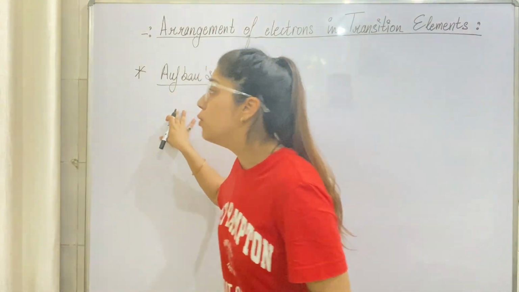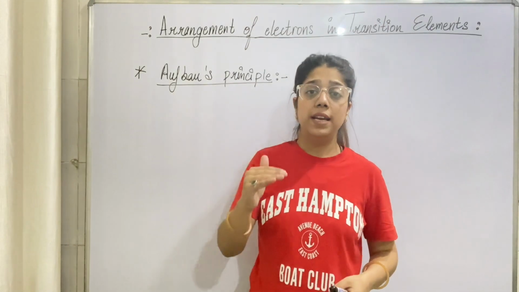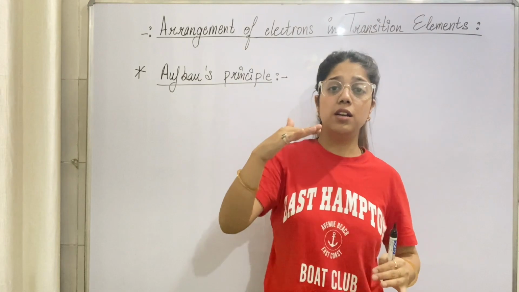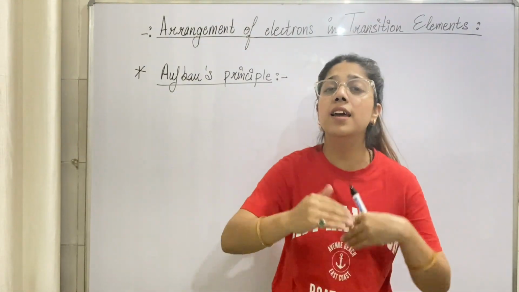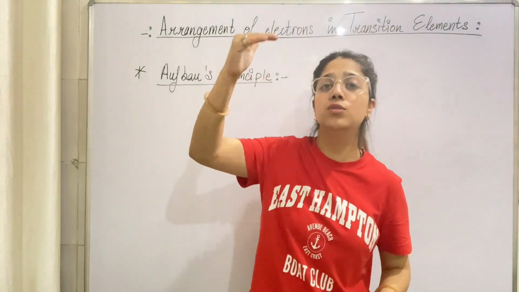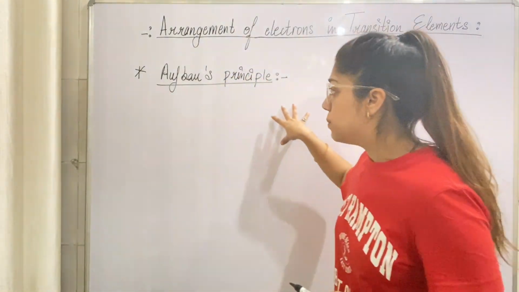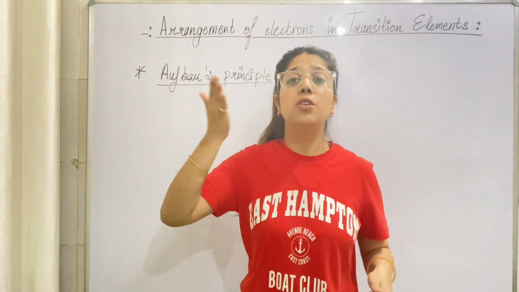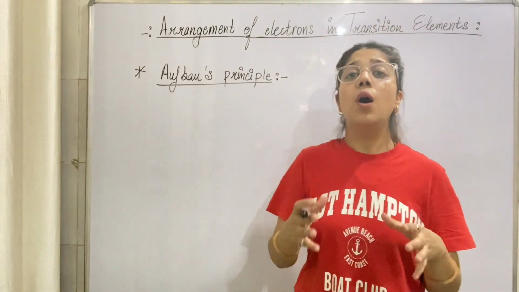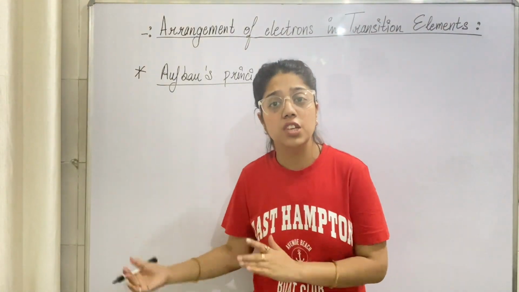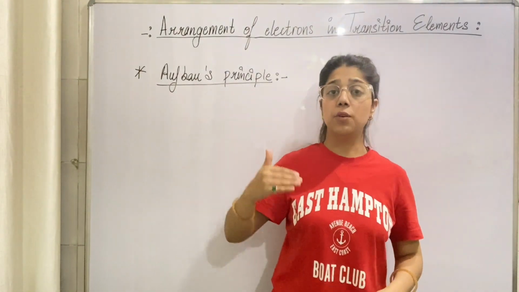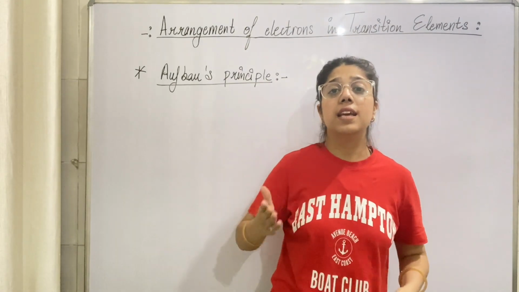Aufbau basically said that the orbital which has lower energy gets filled with electrons first, and then the orbital whose energy is slightly higher than the previous one, and then the next one having a little more energy, and so on and so forth. So according to the Aufbau principle, the electrons will be filled in accordance with the energies of the orbitals, right? Now how will we know which orbital has how much energy, and which orbital has lower energy and which has higher energy?